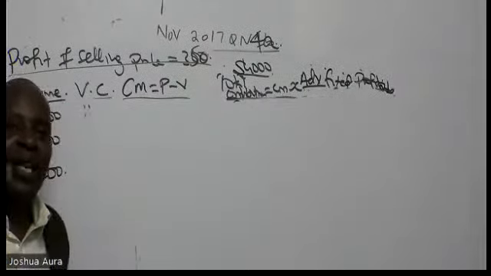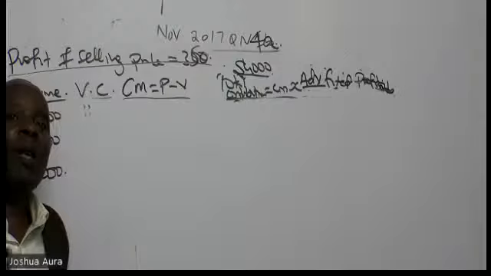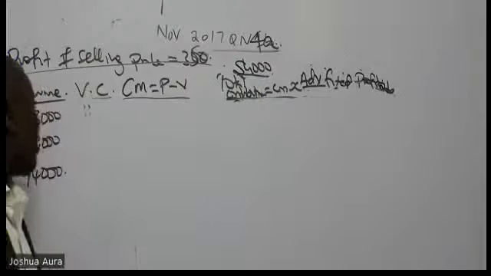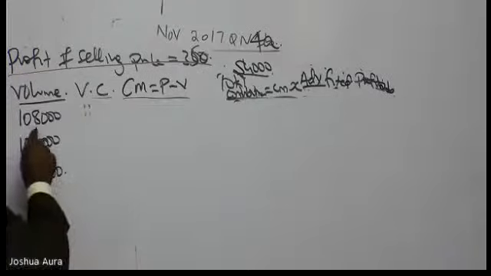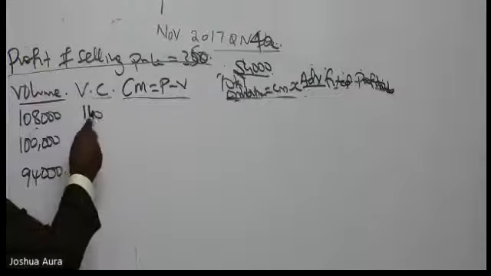100,000 units and below, we shall incur a variable cost of 120. Anything that we produce above 100,000 units, then variable cost goes down to 110. So like now here, we produced more than 100,000 because 108 is more than 100,000. So this must have been 110.